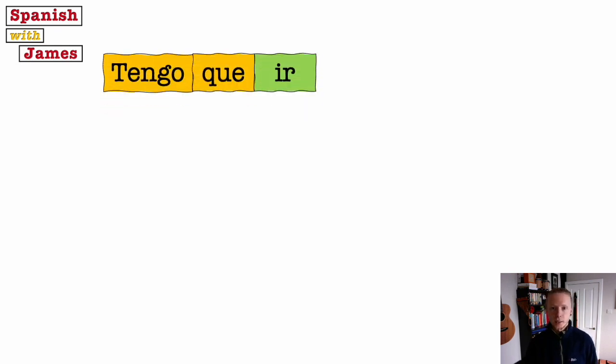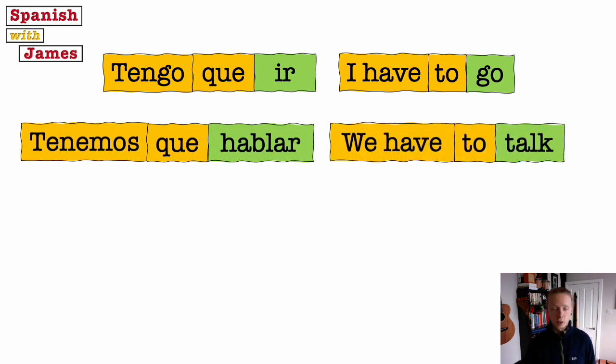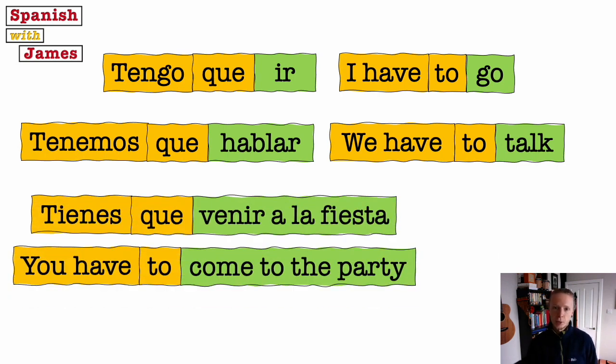So let's take a look at 3 examples using tener que before we move on to look at how to use hay que. Tengo que ir. I have to go. Tenemos que hablar. We have to talk. Normally means you've done something wrong if someone says tenemos que hablar. Tienes que venir a la fiesta. You have to come to the party. Now in each of these, the green tile, the verb that we have to do, I'm making sure to use that in the infinitive, because if I conjugate that, it's not going to make sense. If I say tengo que voy, I have to I go, it doesn't make sense. So we need to conjugate tener que, but not the verb that we have to do.